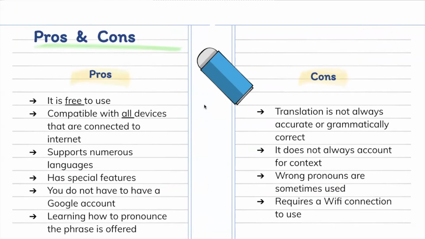Some cons are that the translation is not always accurate or grammatically correct. It does not always account for context. Wrong pronouns are sometimes used, and it requires a Wi-Fi connection to use it.